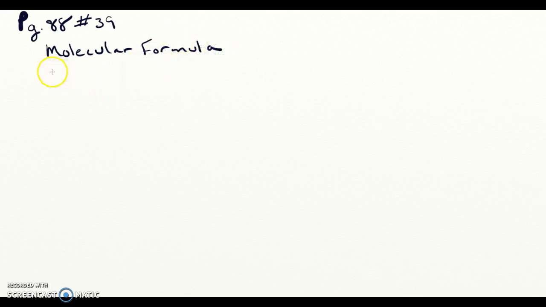We're going to start on page 88. This is, I believe, number 39. This is the problem that they were talking about: the molecular mass, the molecular formula, empirical mass, empirical formula. On this problem, let's write out all the things that we're going to need. First and foremost, we're going to need the molecular formula, and then we're also going to need the molecular mass.